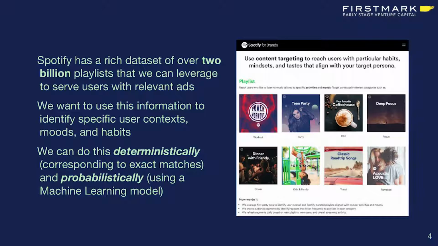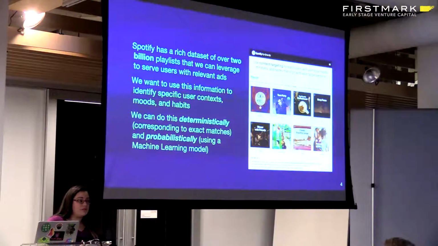We want to do this to identify contexts that the user might be in, moods that the user might be feeling at the time. So maybe you have a relaxation playlist that takes you to your happy place, and you wouldn't want to get a really jarring ad, or an ad for a very active product, during that time. We want to target towards habits you might have, like maybe you go for a daily run, and you would be particularly interested in hearing a Nike ad at that time or something like that.